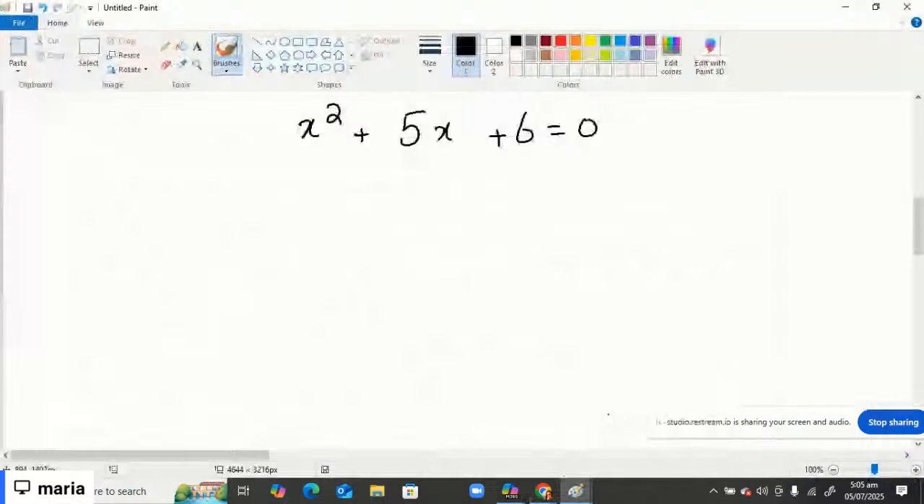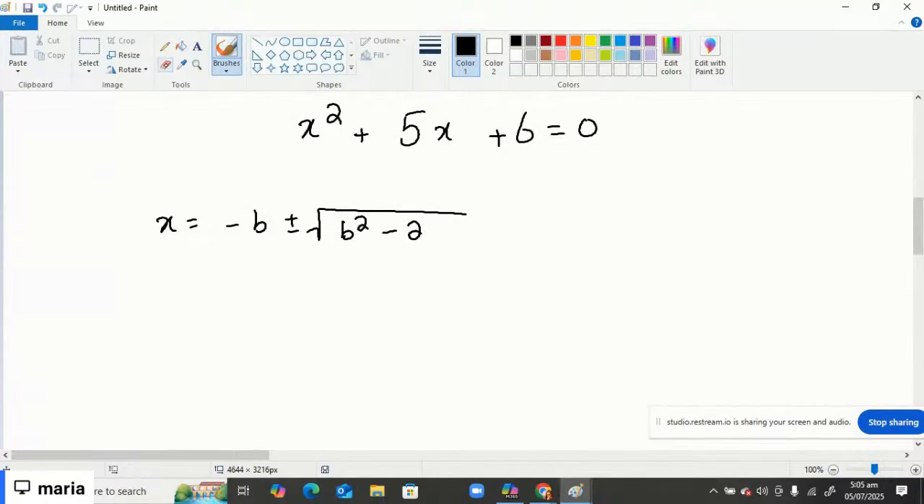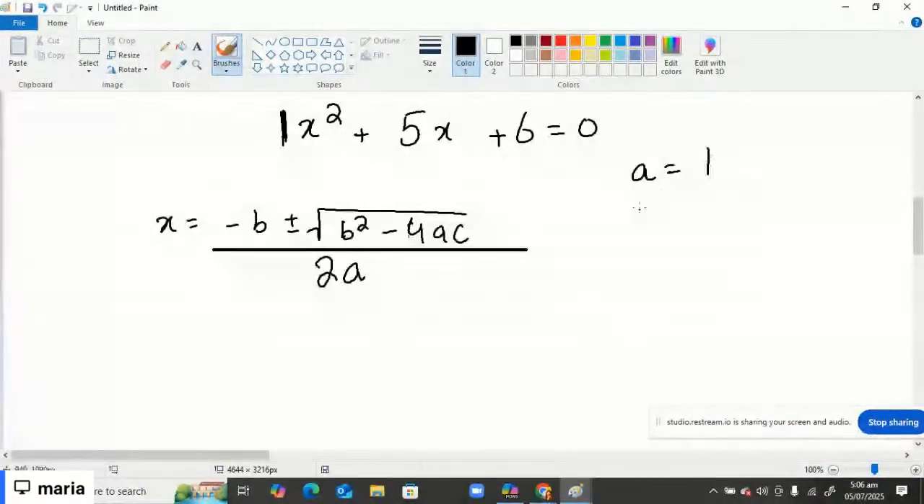I'm going to write it down here first. So x is equal to minus b plus minus the square root of b square minus 4ac over 2a. Now tell me, what is a here? First of all, we're going to write it down. A is 1 because there is no number with x square, it means the constant is 1. So a is 1. What is b? Your b is 5. Now what is c? That is 6.